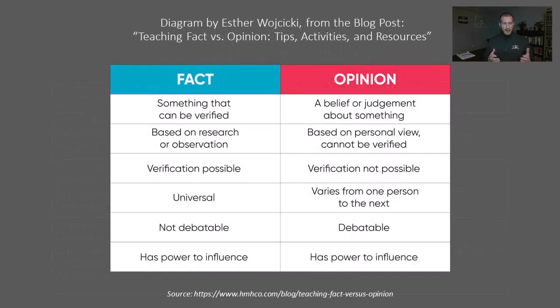So let's review by taking a look at this comparison chart created by a journalist and teacher named Esther Wojcicki. According to Wojcicki, both facts and opinions have the power to influence, but a fact is something that can be verified. It is based on research or observation. Verification is possible. It is universal and not debatable. On the other hand, an opinion is a belief or judgment about something. It is based on a personal view. Verification is not possible. It varies from one person to the next and is debatable.